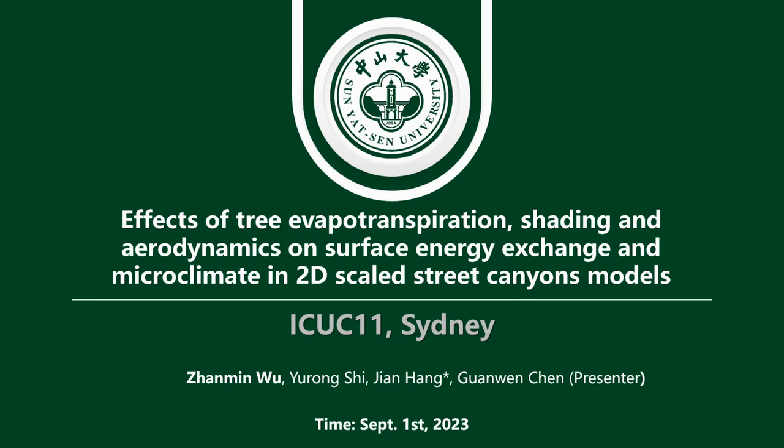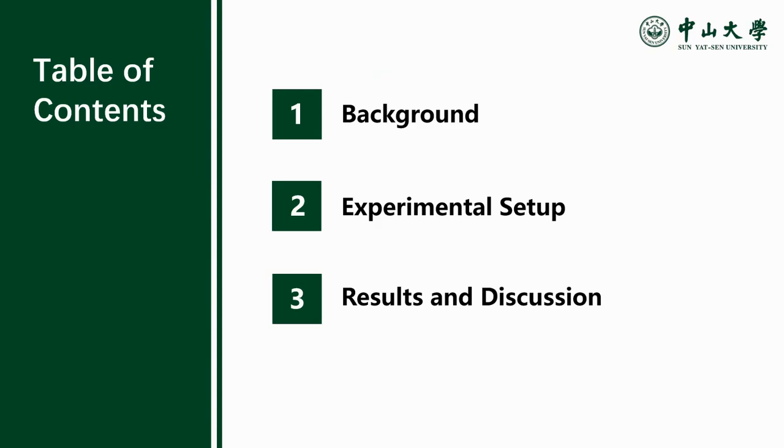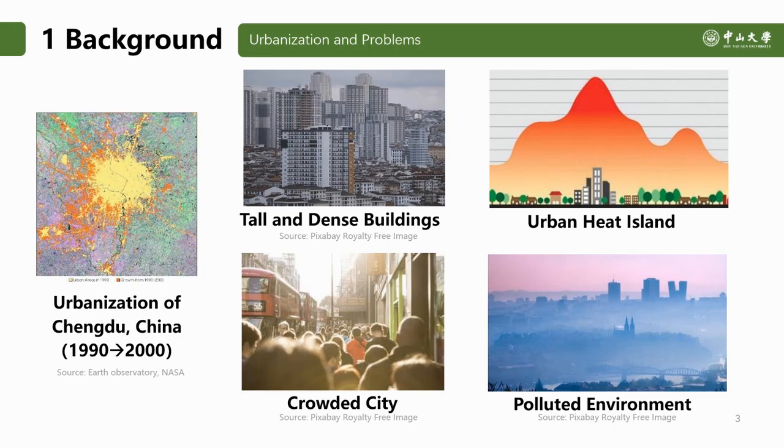The title is Effects of Tree Evapotranspiration, Shading, and Aerodynamics on Surface Energy Exchange and Microclimate in 2D scale street canyon models. This presentation has three parts, including the background introduction, experimental setup, and results and discussion.